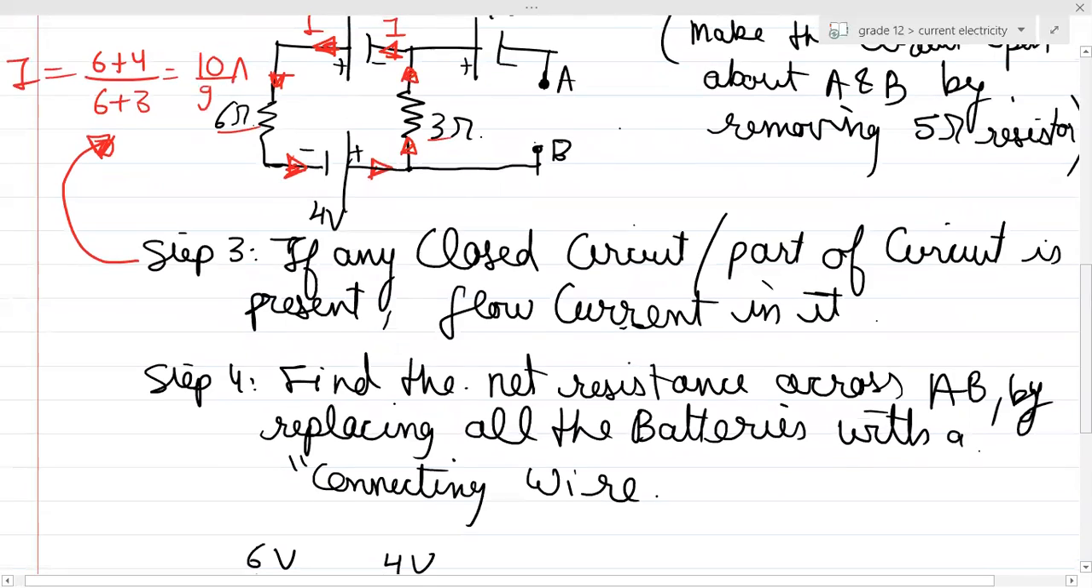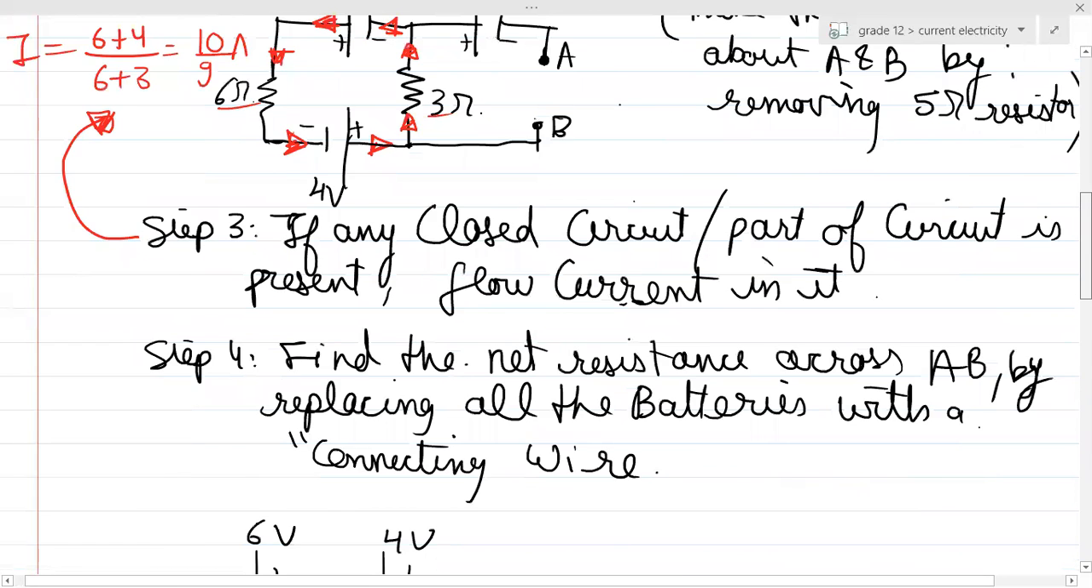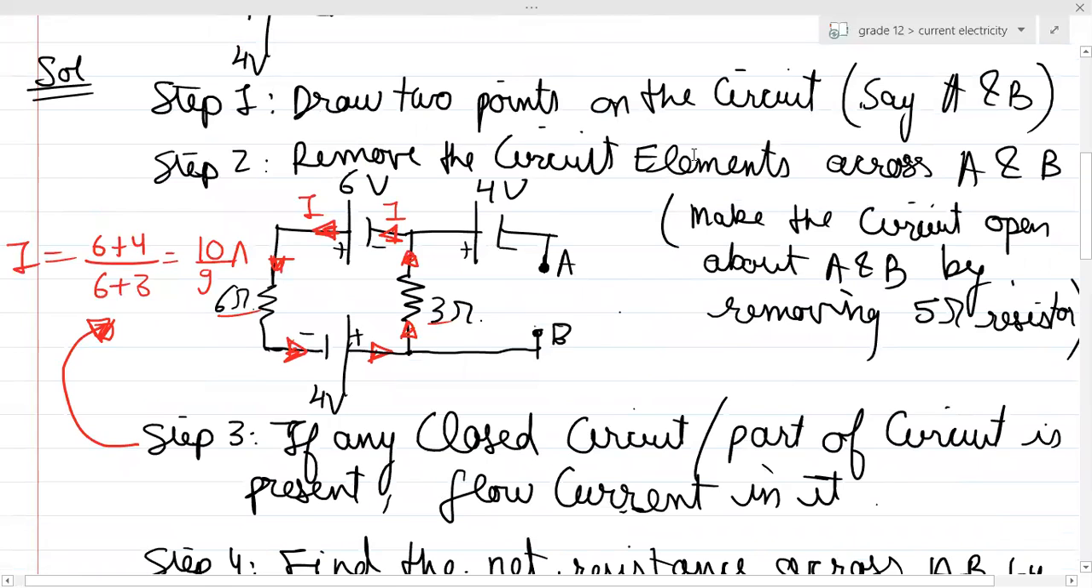Now what to do after this? Or do one thing. Did you start writing or not? Let it go, we'll do that. I wanted to replace this step 4 by step 3. Did you write already? Yes, sir. Okay, chalo, no problem.